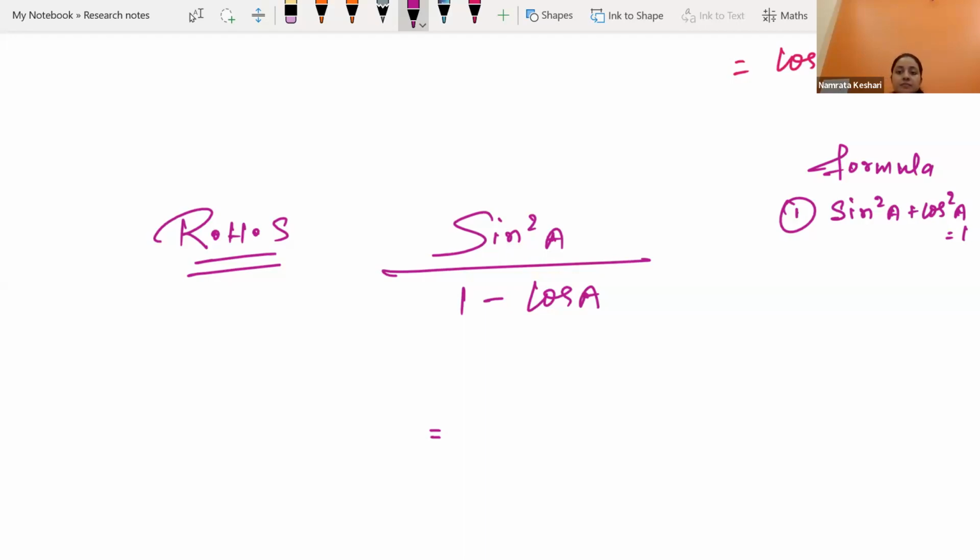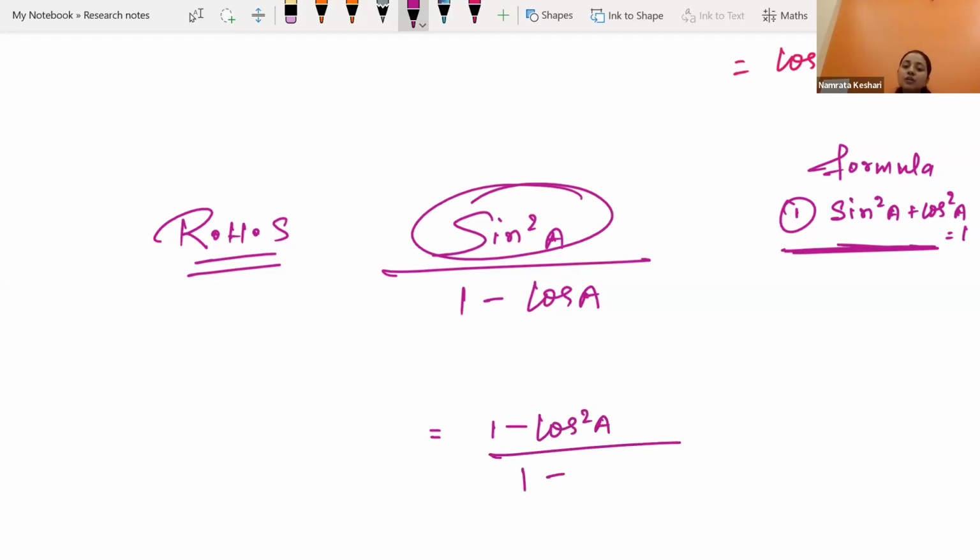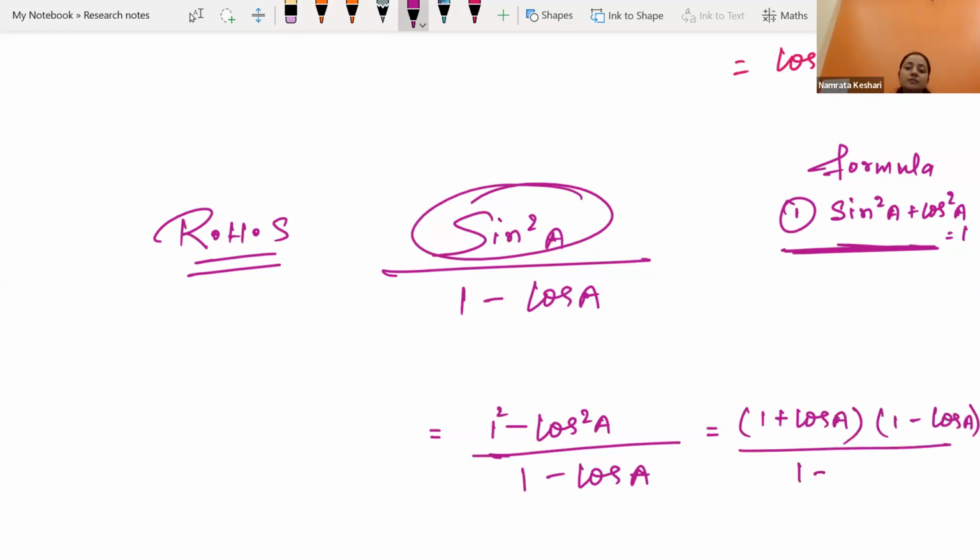What can we write in place of sin square A using this formula? 1 minus cos square A we can write over 1 minus cos A. Whenever you have such a structure, 1 minus cos square A, you can see it looks like a square minus b square. 1 is a square, so we can treat it as a square. Now a plus b in one bracket and a minus b in another bracket, and we are done. Can you see? We are done.